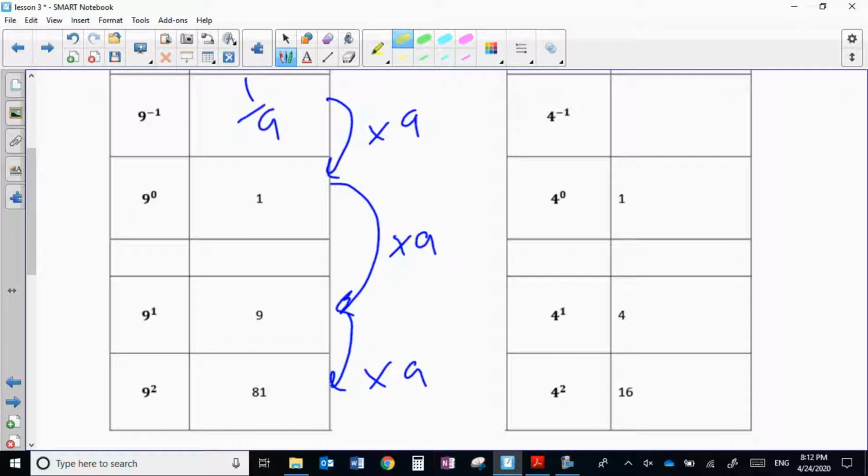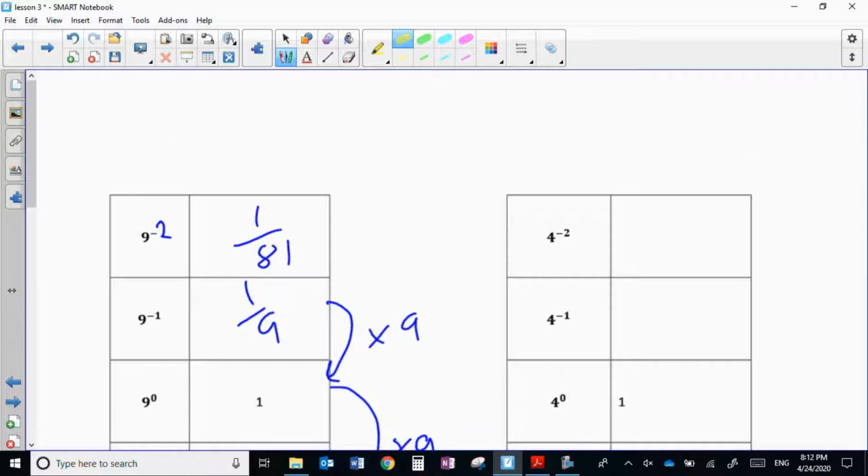Well, we might ask the question, what about 9 to the power of a half? That's exactly the question we're going to look at right now. What is 9 to the power of a half? What would that have to mean?